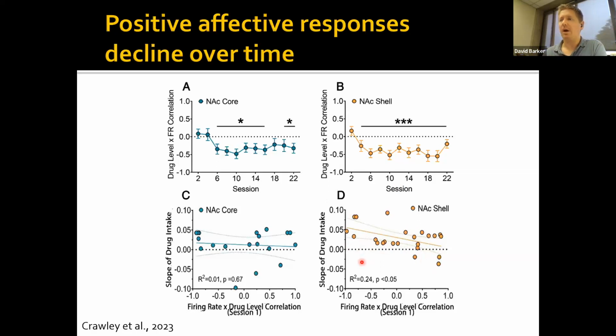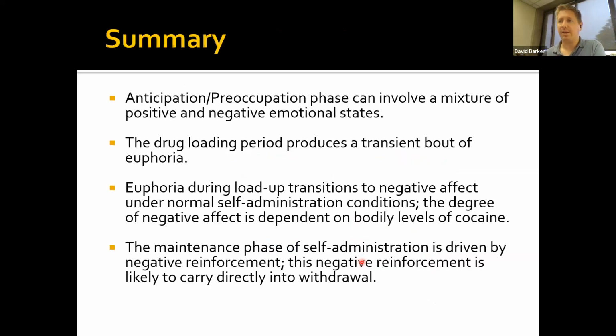So, trying to put all this together, we see a lot of different things. One is that the anticipation phase before animals start to self-administer drug is characterized by a mix of positive and negative affect. And then we see this transient bout of positive affect, followed by negative affect that's mostly driven by when drug levels start to fall.